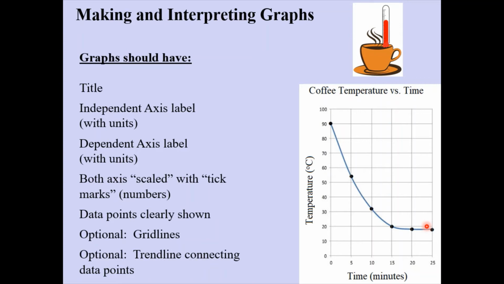So this graph has a lot of the characteristics of a well-made graph. So let's just look at these real quickly. So a good graph should have a title. So the title is a description of what this graph shows. This graph is showing us the coffee temperature versus time. So the coffee temperature is this axis here as a function of the time down here.